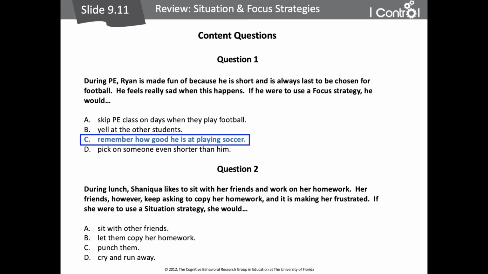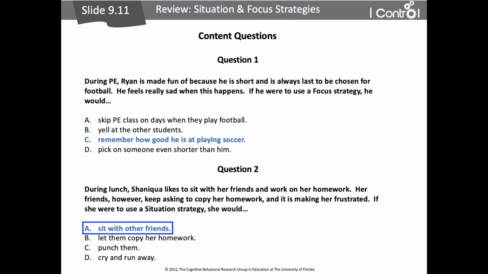For question 2, if you selected A, you're correct. The focus away strategy is a way of disrupting your intense emotions by changing your focus. During lunch, Shaniqua likes to sit with her friends and work on her homework. Her friends, however, keep asking to copy her homework, and it is making her frustrated. If she were to use a situation strategy, she would sit with other friends.